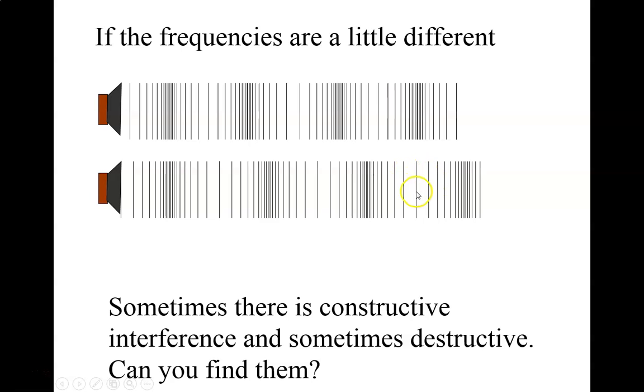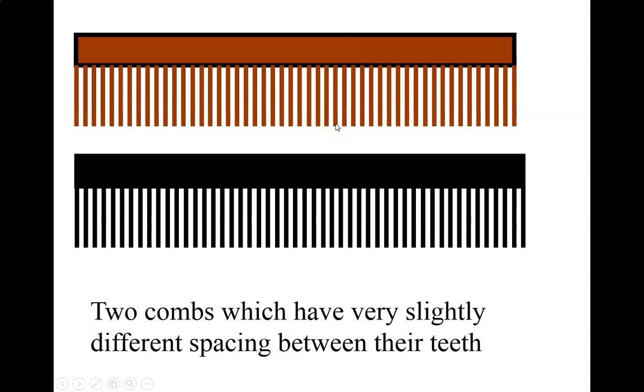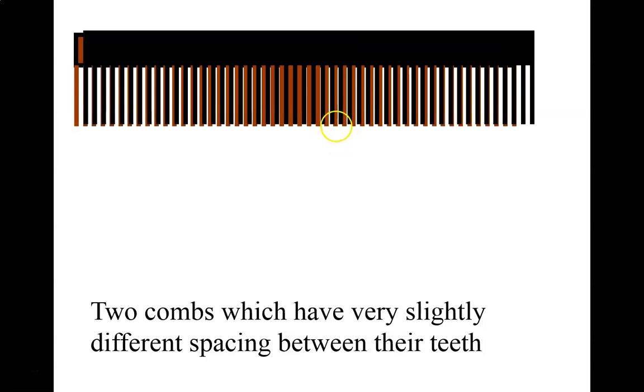So as the waves are moving towards you, you're going to get constructive interference, loud, destructive interference, quiet. So you're going to hear this loud, quiet, loud, quiet, loud, quiet, loud, quiet. It's because they line up because the frequencies generate slightly different wavelengths. So here, just to kind of see the effect with the combs, these combs are just slightly different spaced, and I'll put them overlapped. And here we've got constructive interference, and here we've got destructive interference.